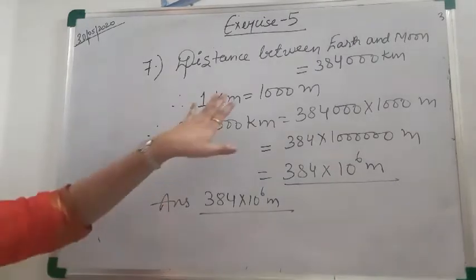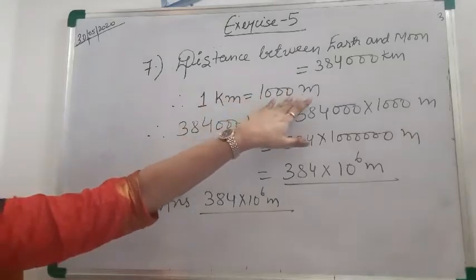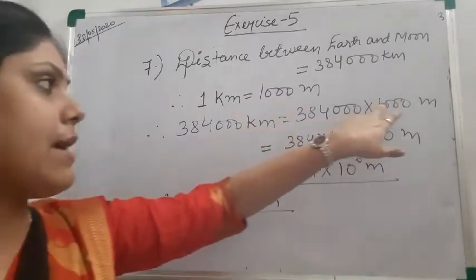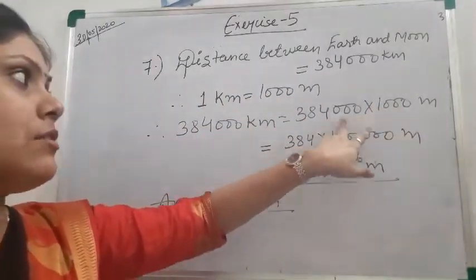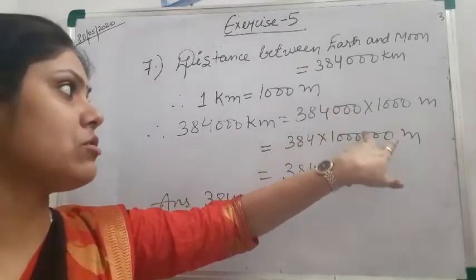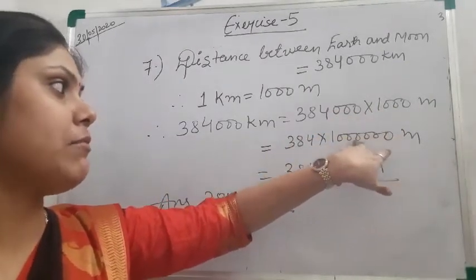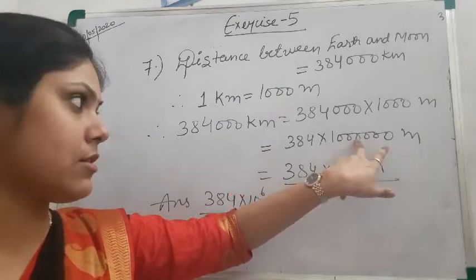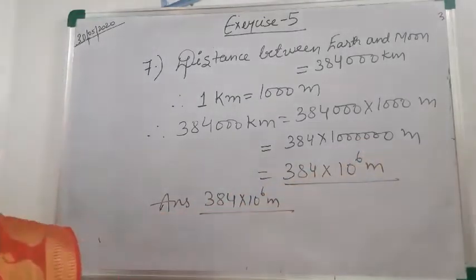We know 1 kilometer is equal to 1000 meter. So we will convert this. We will multiply by 1000. So I have transferred these 3 zeros also to this side. So it became 10 to the power of 6. We can write this, this is the answer.